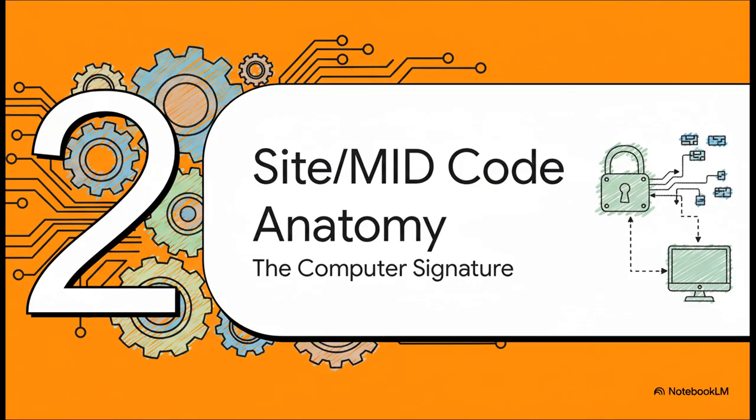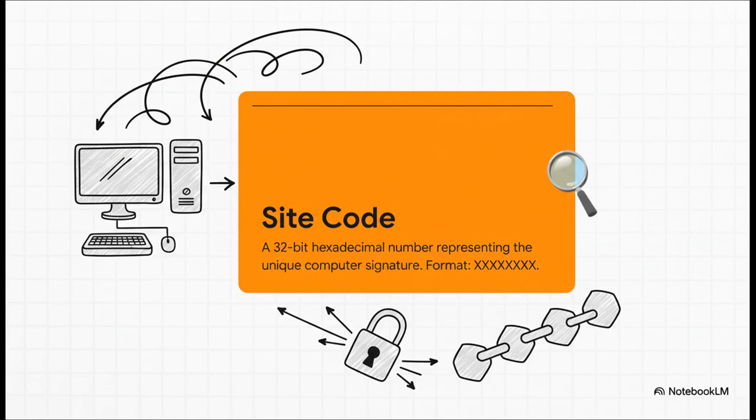Now let's zoom in and really look at the anatomy of that fingerprint, the sight and MID codes themselves. The sight code is the first half of this duo. It's a simple 8-character hexadecimal string, and it acts as the main signature for that specific installation. It's generated from 2 key ingredients, the computer's hardware fingerprint and, just as important, your project's unique application signature. That application signature is basically your secret key, making sure the code is tied directly to your software.